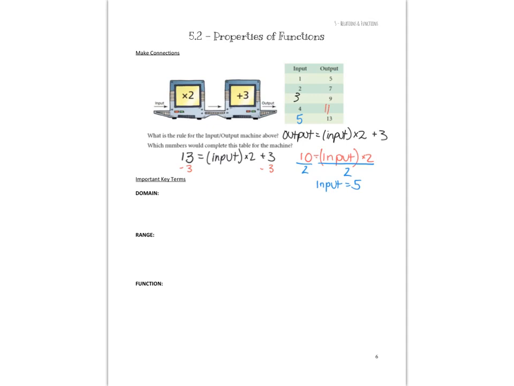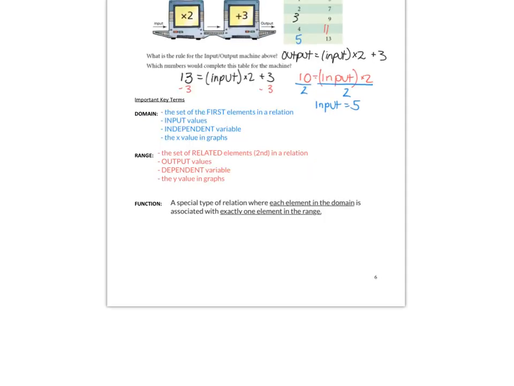Okay, some really key terms here. I'm just going to quickly type this out and then we'll talk about it. Okay, so in our first relation here, we'll define the domain, the range, and the function, and then relate it back. So the domain is the first set of elements in the relation. So those are usually our input values. We can also call them the independent variable or the x variable or x value in our graphs.